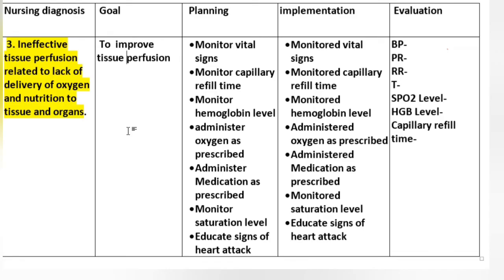Nursing diagnosis number 3: ineffective tissue perfusion related to lack of delivery of oxygen and nutrition to tissues and organs. Goal: to improve tissue perfusion. Planning: monitor vital signs, monitor capillary refill time, monitor hemoglobin level, administer oxygen as prescribed, administer medication as prescribed, monitor saturation level, educate about signs of heart attack.